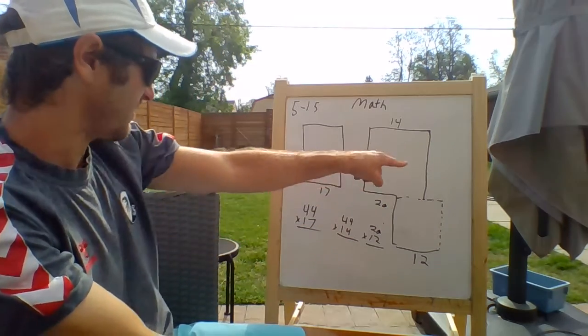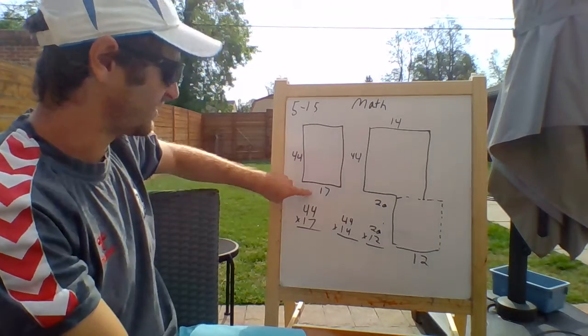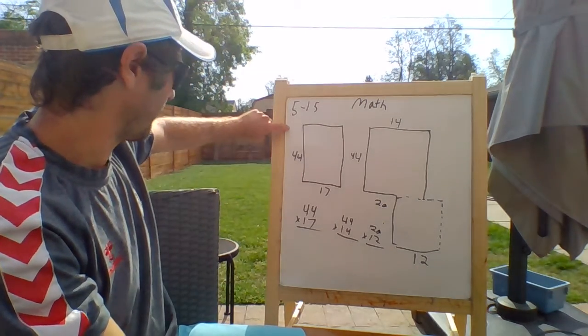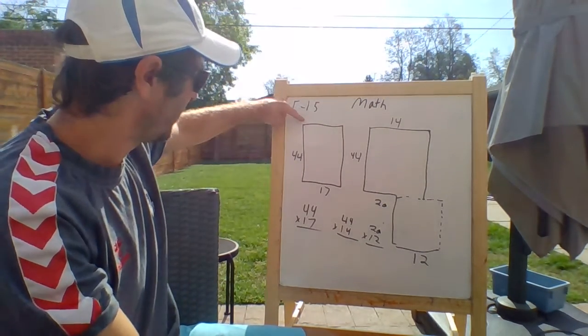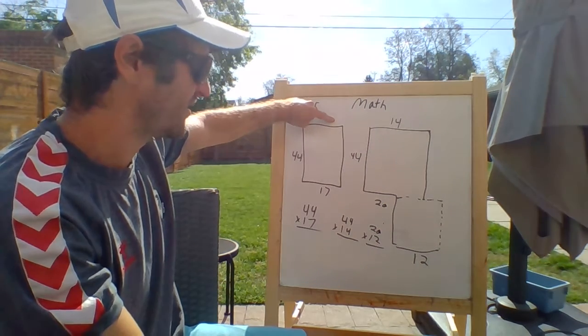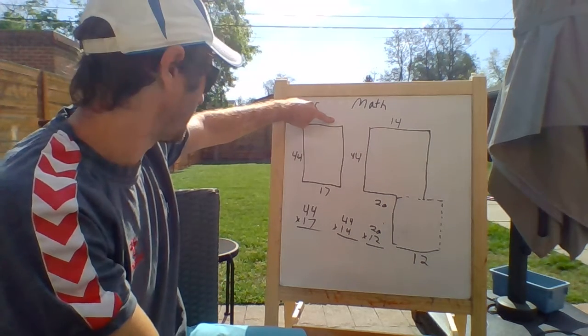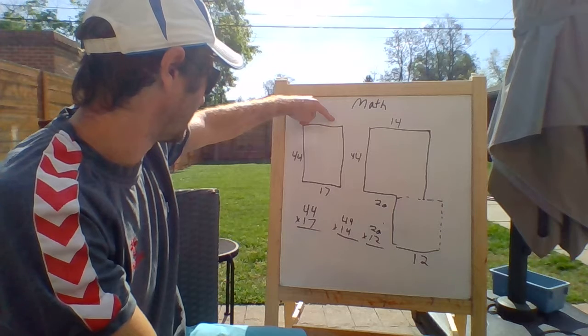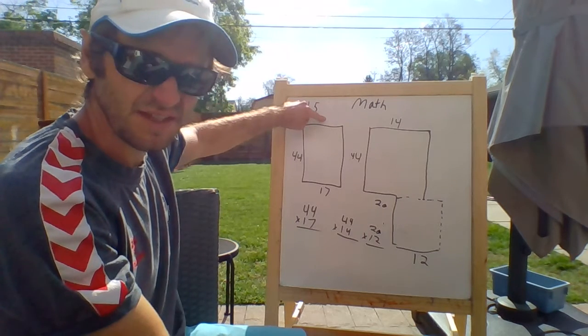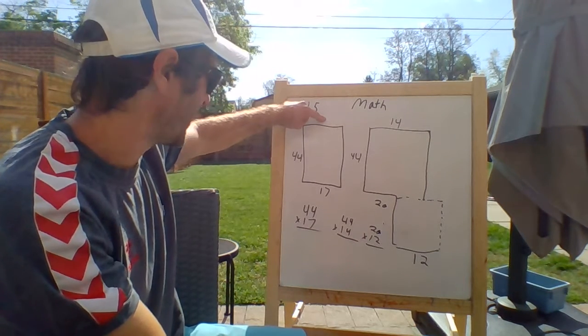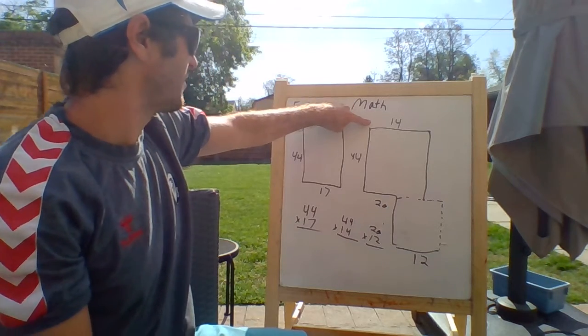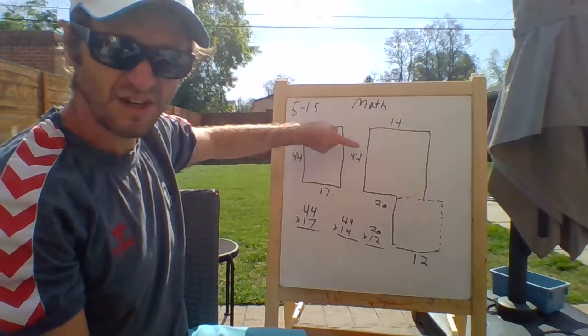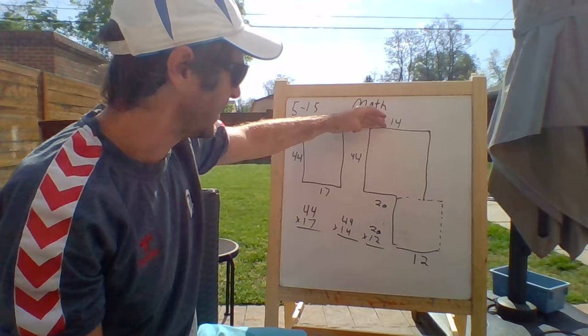Okay, so if I start right here, 17 plus 44 up the side. So we're at 61 plus another 17 here, right? So what does that take us to? 78. All right. But we're not counting here because the yard doesn't stop. So we'll go over here, 92.